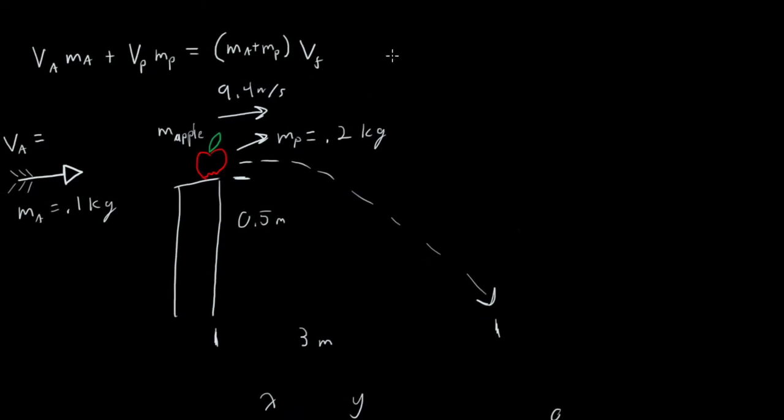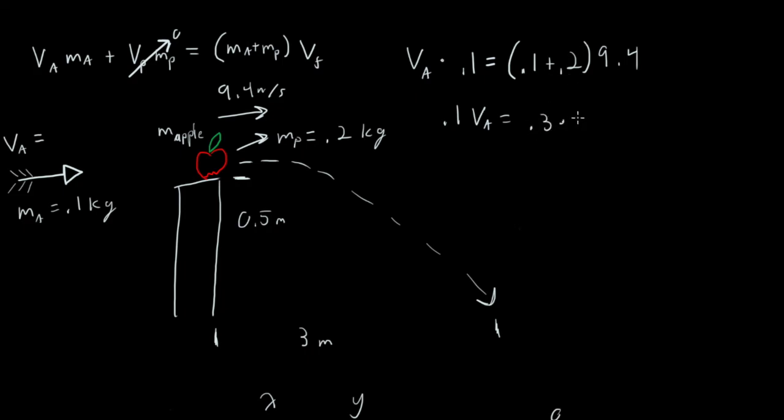I'm going to have VA being what I'm looking for, times 0.1, plus VP. Well, VP is going to be 0 because the apple is just sitting there before we hit it. So that whole term goes to 0. So that's just going to be equals MA plus MP, which is going to be 0.1 plus 0.2, equals that final velocity of 9.4. Great. So then I get 0.1 VA equals 0.1 plus 0.2, which is 0.3, times 9.4.